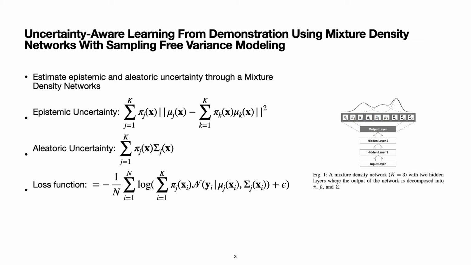The first paper is called Uncertainty-Aware Learning from Demonstration Using Mixture Density Networks with Sampling-Free Variance Modeling. The first paper proposed the way to estimate both epistemic and aleatoric uncertainty through mixture density networks. Epistemic uncertainty can be viewed as disagreement between mixture predictions, and aleatoric uncertainty can be seen as average predicted variance of the Gaussian model. And the equation is seen in first, second, and third line. The paper uses negative log likelihood loss with mixture weights.